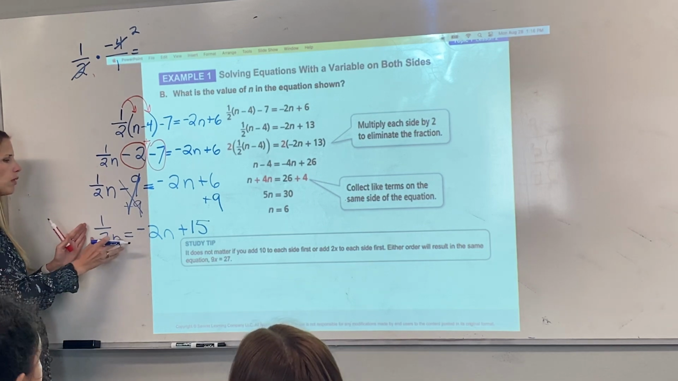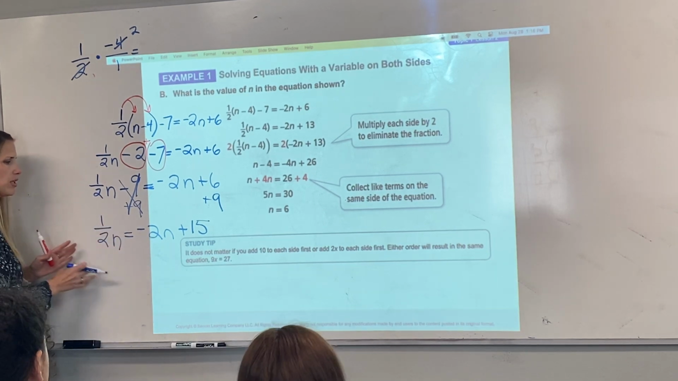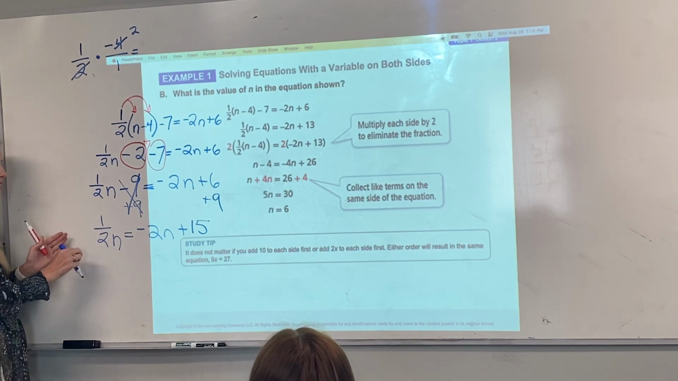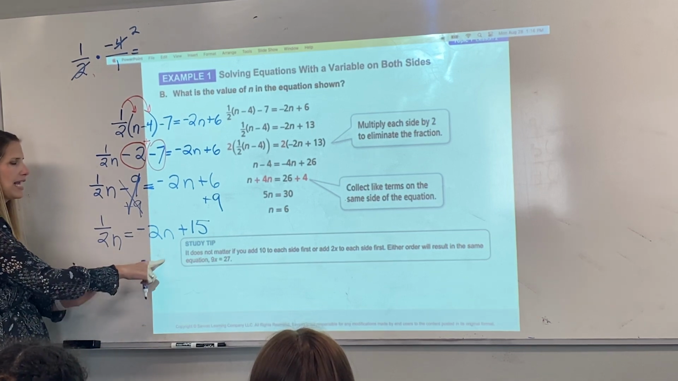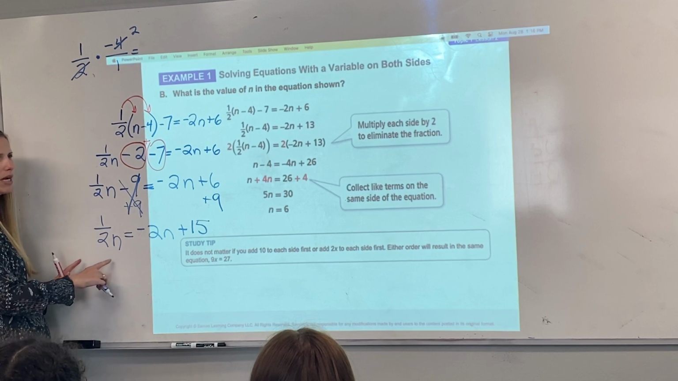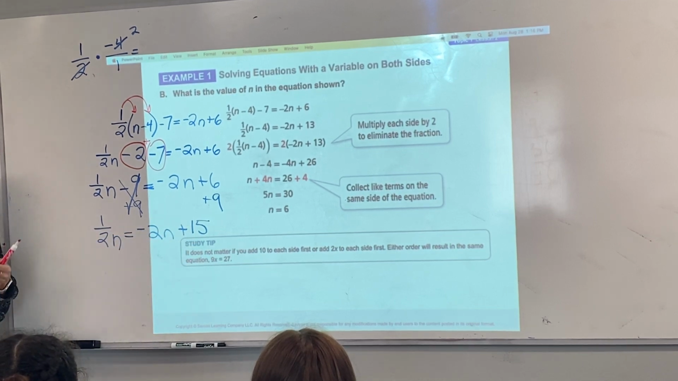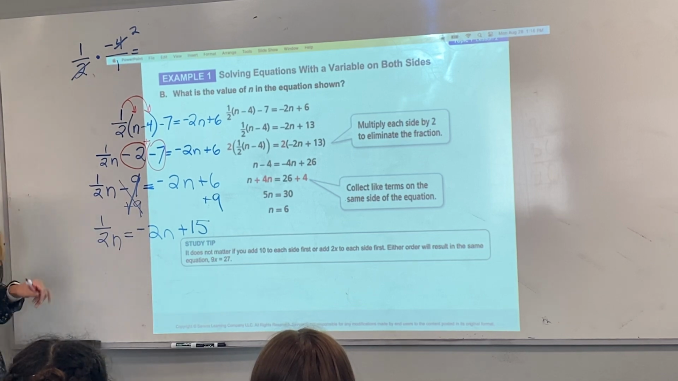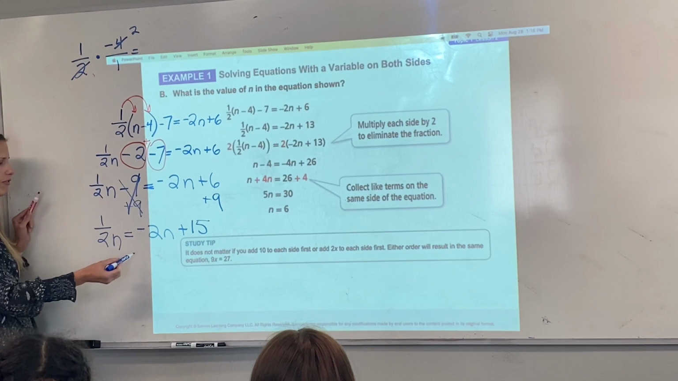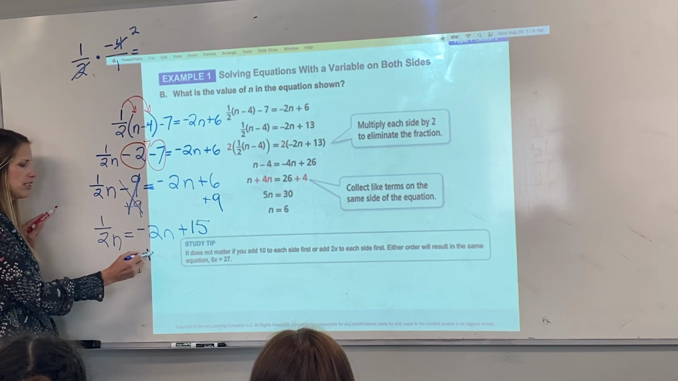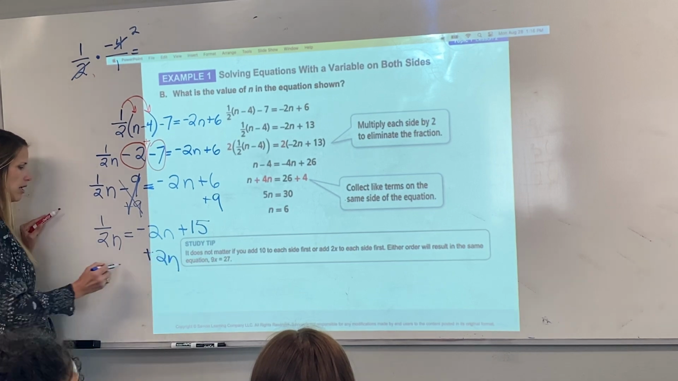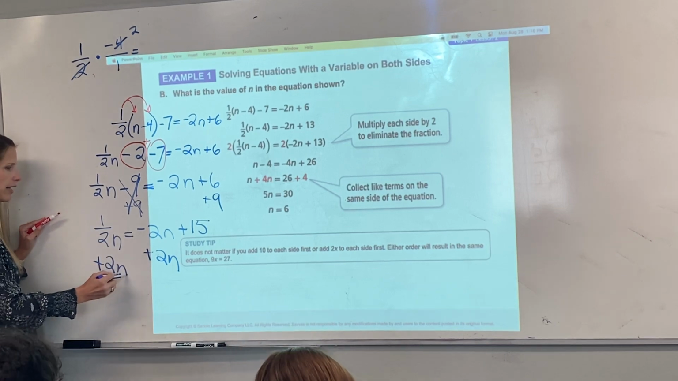Also, we do want to keep our variable on one side of the equal sign. If I were to subtract 1/2 n, it's not that it would be wrong, it's that that would become 0, and then you would have to move the 15 over to the other side. It would cause an extra step. If that sounds confusing to you, just forget I said anything. We don't need to worry about that right now. So we have plus 2n, plus 2n.